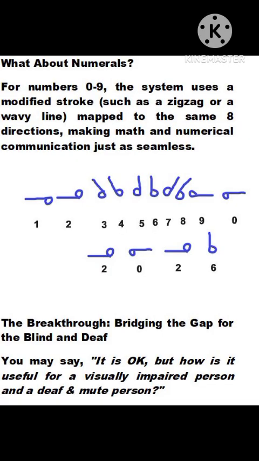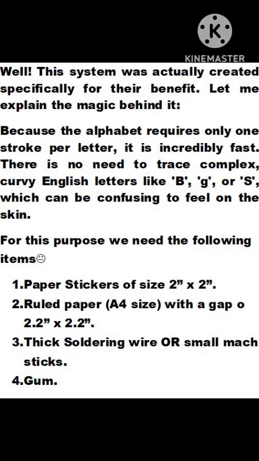What about numerals? For numbers 0 to 9, the system uses a modified stroke, such as a zigzag or a wavy line, mapped to the same 8 directions, making math and numerical communication just as seamless. The breakthrough, bridging the gap for the blind and deaf. You may say, it is okay, but how is it useful for a visually impaired person and a deaf and mute person? Well, this system was actually created specifically for their benefit. Let me explain the magic behind it.